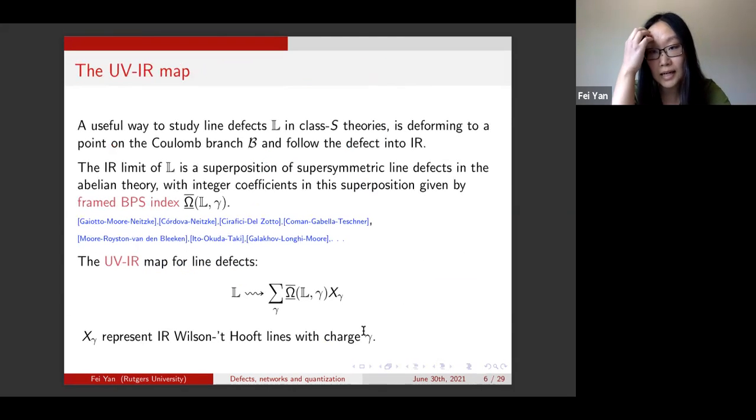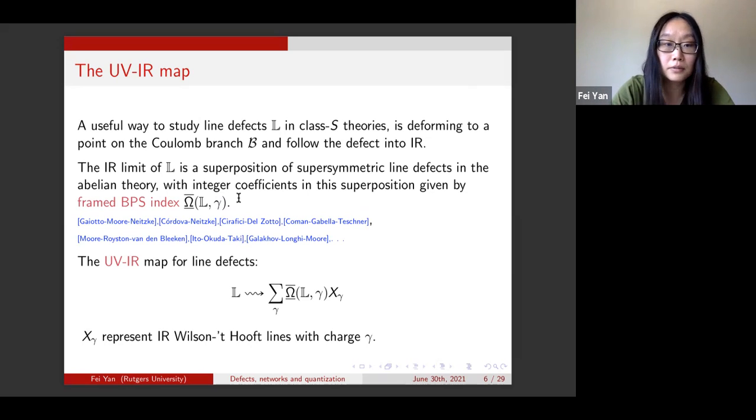A useful way to study these line defects in class S theories is deforming to a point on the Coulomb branch, and then you follow the defect into the infrared. The infrared limit of the line defect is a superposition of supersymmetric line defects in the abelian theory with integer coefficients given by the so-called framed BPS indices, which have been studied by a lot of people. From a physical sense, you could think of this index as a weighted index counting the lowest-lying energy states in the superselection sector of the Hilbert space with a defect insertion, where the superselection sector is labeled by the infrared charge gamma.